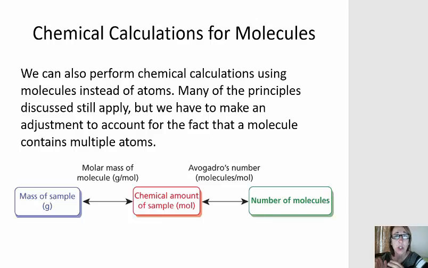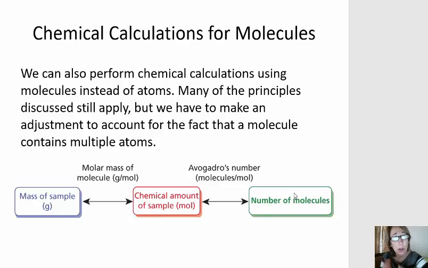You are going to be expected to perform chemical calculations for amounts of molecules. And these calculations are very, very similar to the type of calculations we do for atoms. For example, if we look at this flow chart, we see that the amounts of molecules can be expressed as one of these three buckets. We can express an amount of a molecule in terms of its mass, in terms of how many moles there are, or in terms of the number of molecules.